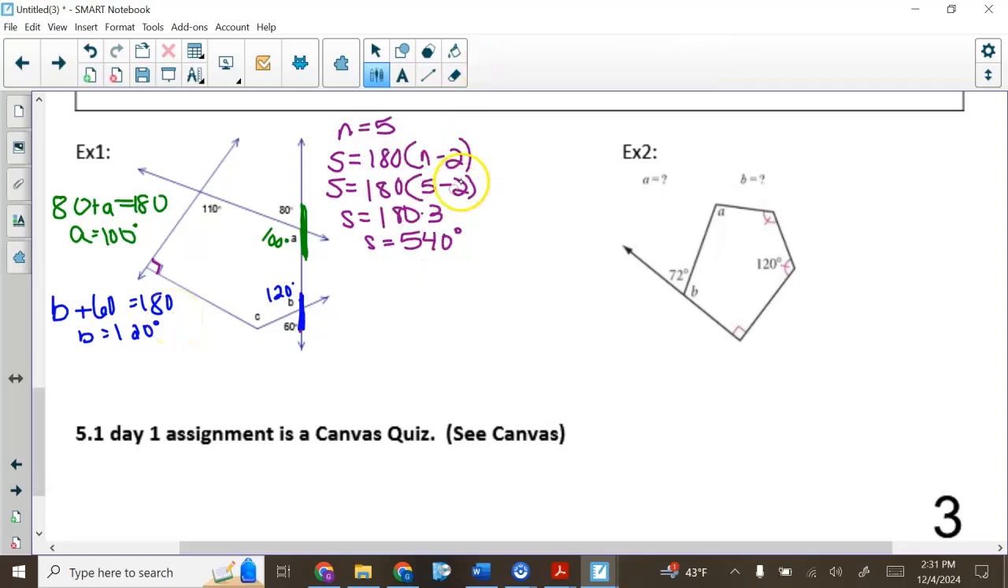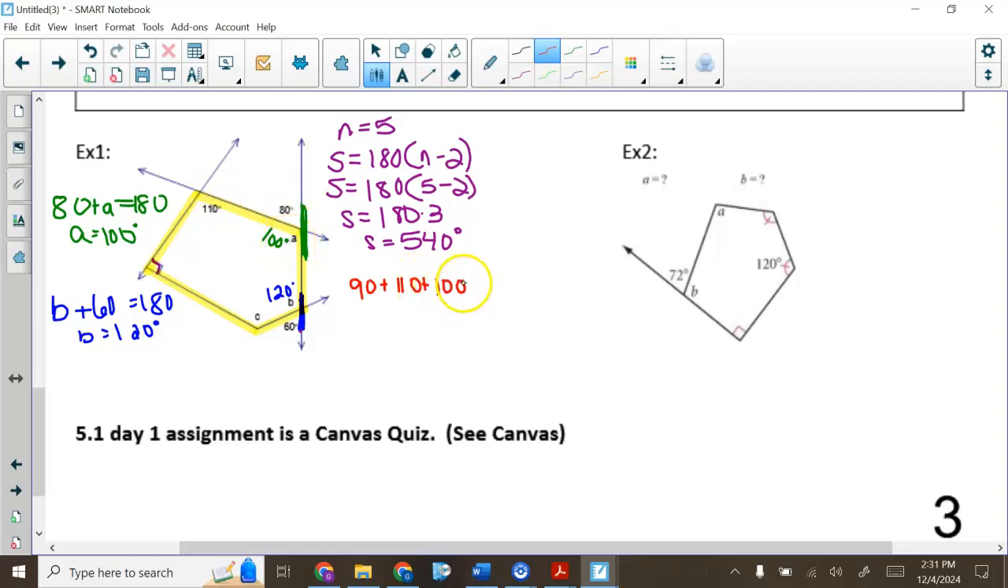Okay, now C, this is the one that has no link. But remember earlier, we said that the degrees in a pentagon, 5 sides, is 540. So what we can do here to find what C is, we can just subtract all the angles that we already know from 540. So look at the angles that we know. We know 90 degrees. We know 110 degrees. We know 100 degrees. And 120. The only one we did not know was C. So now we're going to set that equal to the total degrees in the shape, which is 540.